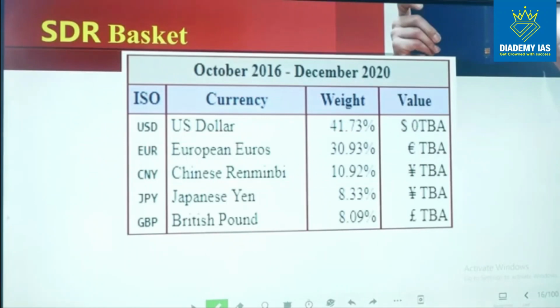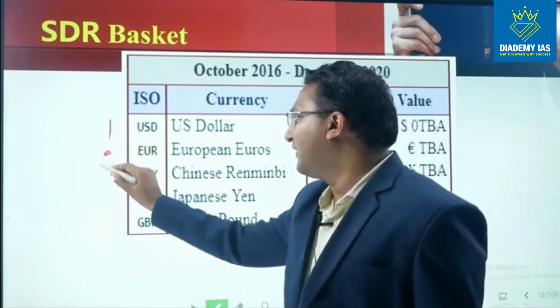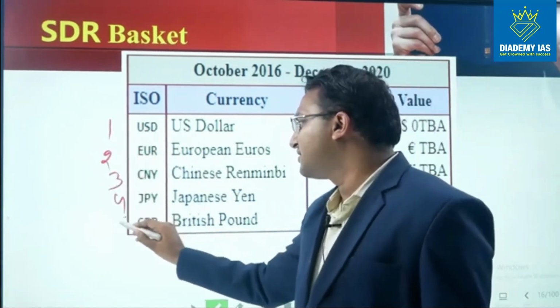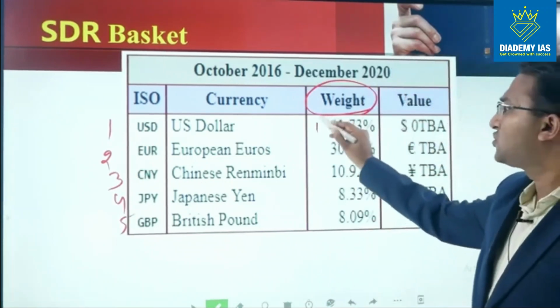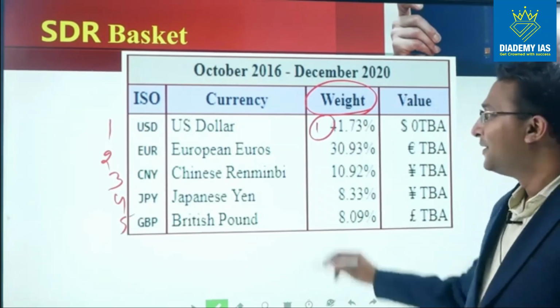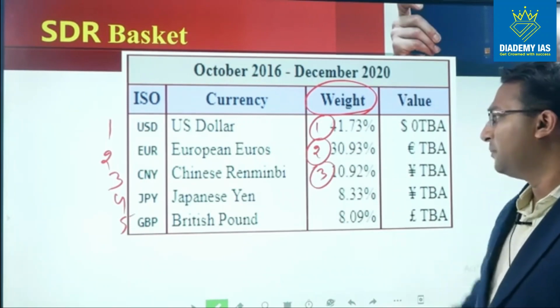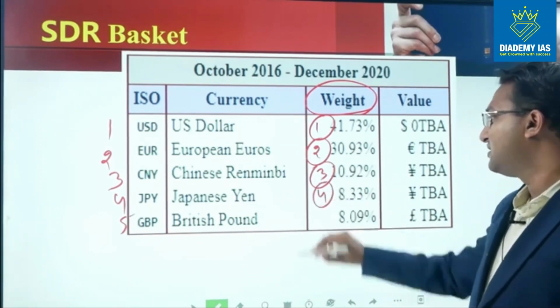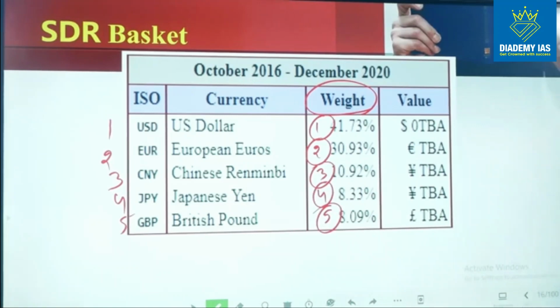Now, how much is the weightage of each of these 5 currencies? We discussed that there are a total of 5 currencies which are part of the SDR basket system. The highest weightage goes to the US dollar, 41%. The second highest goes to the euro, 30%. Third highest to the Chinese RMB. Then we have the Japanese yen, and finally the British pound. We do not need to remember the sequence, but we should remember that the US dollar has the highest and the British pound has the lowest proportion.